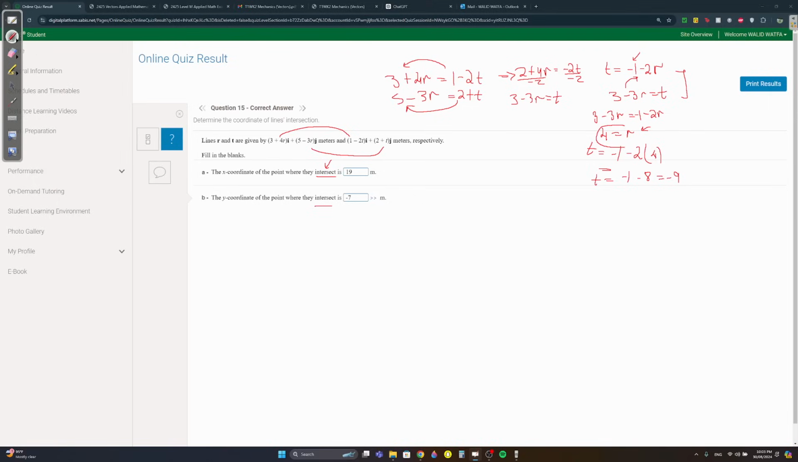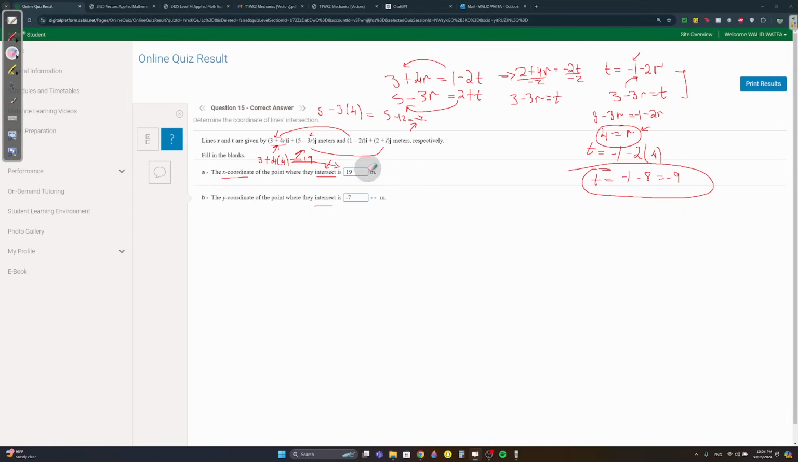Now that I know what r is and I know what t is, can't I just substitute them into my x coordinates and y coordinates to know what my x is and what my y is? Yes, I can. How to find the x coordinate? Just substitute here, 3 plus 4r. We know r is equal to 4, so 3 plus 4 times 4, and you get 19. And then for the y coordinate, can't I just substitute again? r equals 4. 5 minus 3 times 4. You're going to get 5 minus 12, which is minus 7. So you get 19 here, and you get minus 7 here.